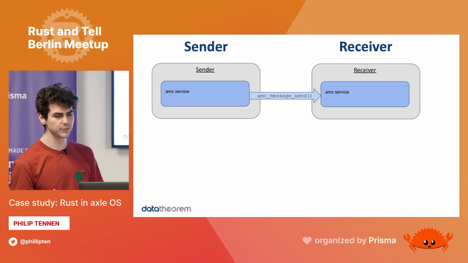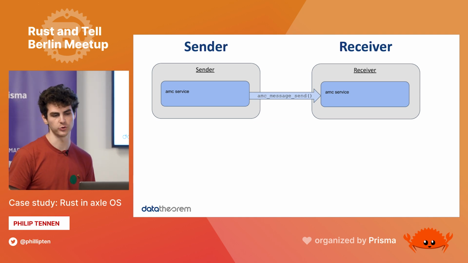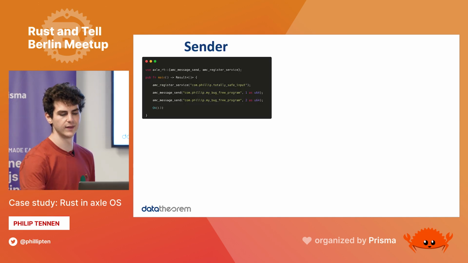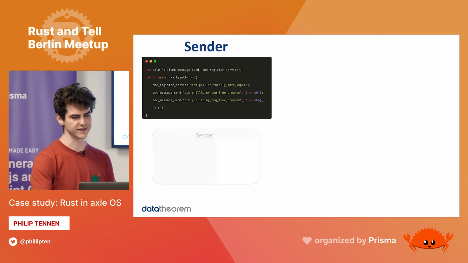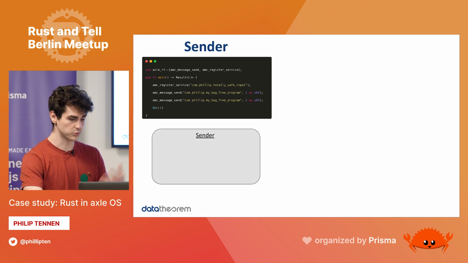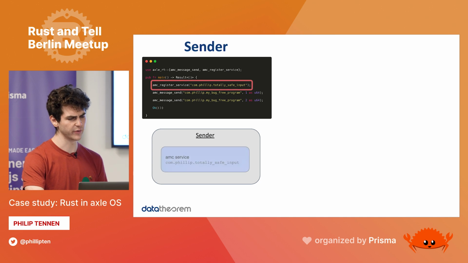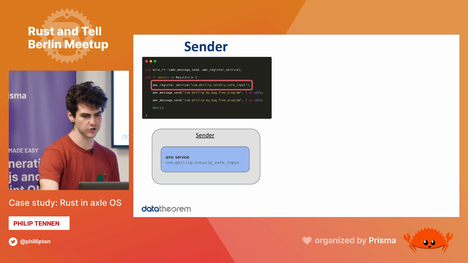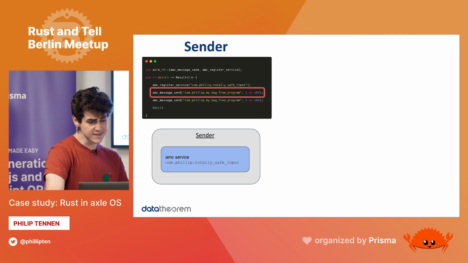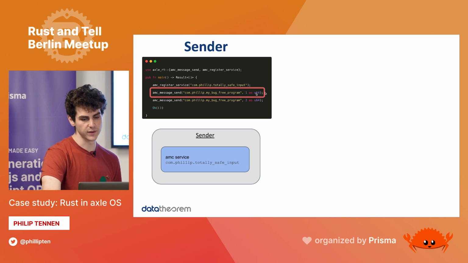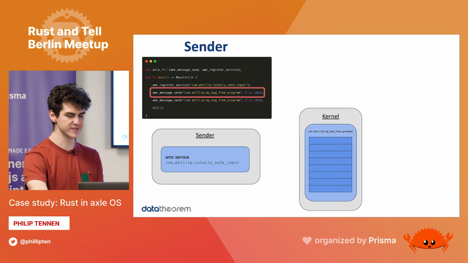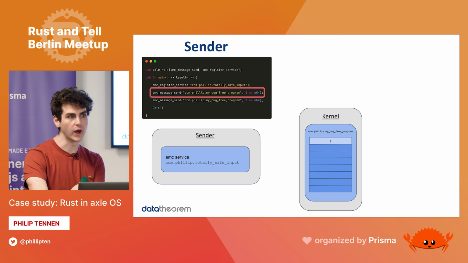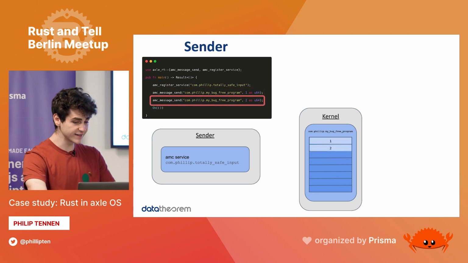To visualize this a little more, I've set up two dummy programs, a sender and a receiver. This is all the code for the sender, and we can walk through what it's going to do. It's going to start up, then register itself as an AMC service. Then it's going to send a message to the receiver, and the body of the message is just going to be the number 1. So the kernel queue for the receiver is going to have a 1 placed into it. Then it's going to send a 2, same thing.